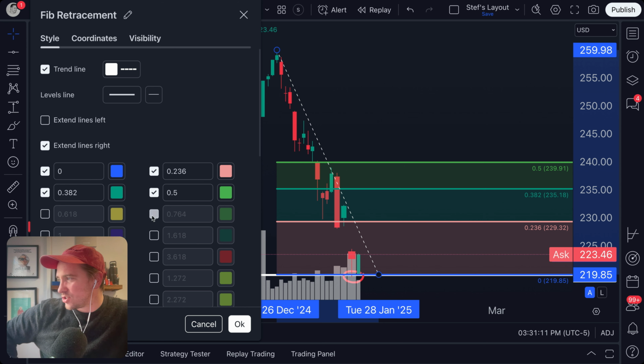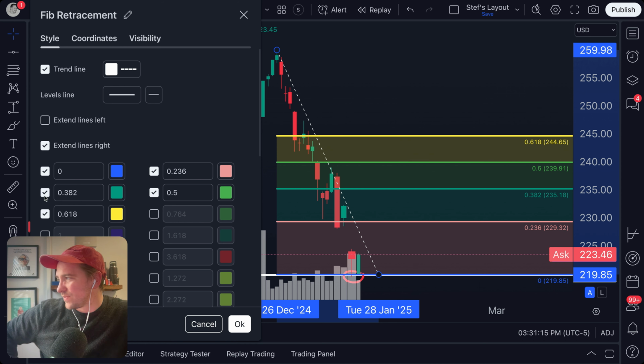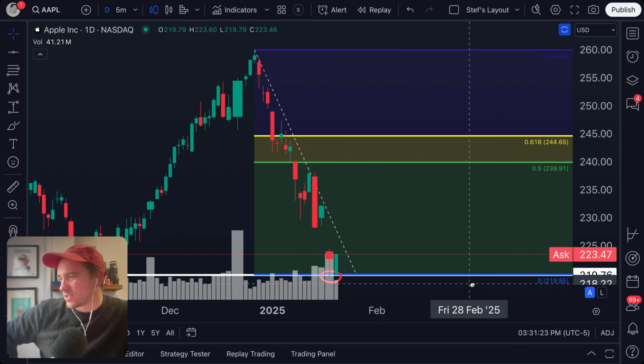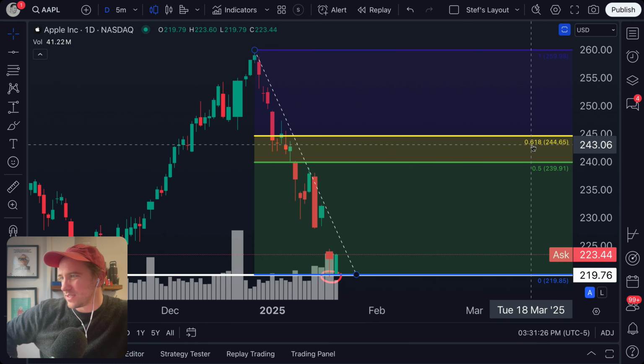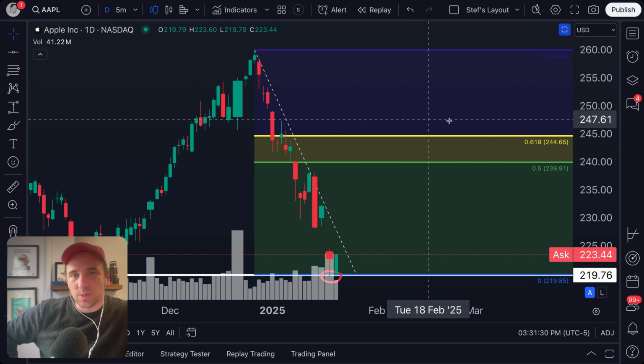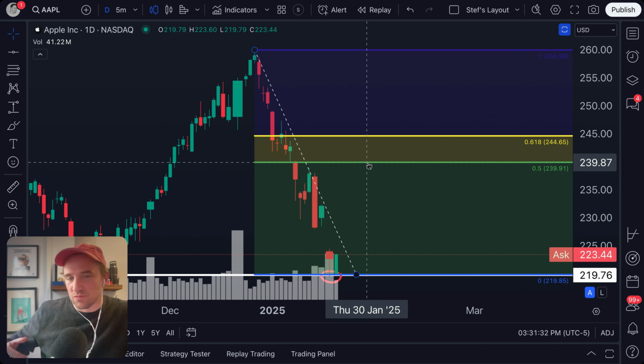Oftentimes, you can just focus on the levels that you think are most interesting. So, for example, maybe we just want to focus on the 0.5, 0.618, and then the 1, which would mean it retraces the entire move. Well, now it looks completely different because we've reduced the number of Fibonacci ratios we're looking at.